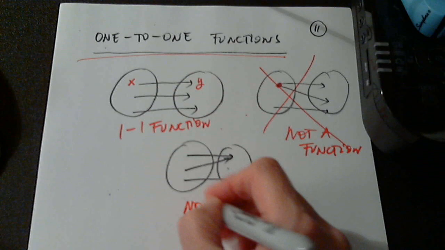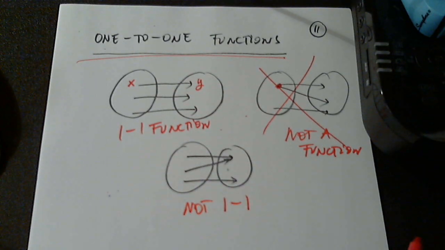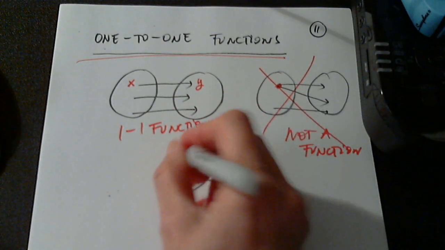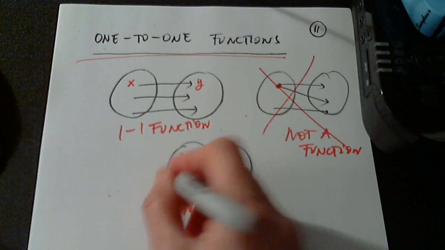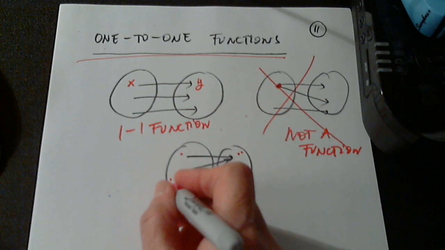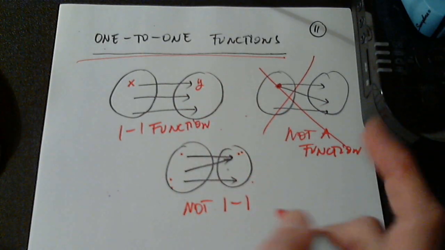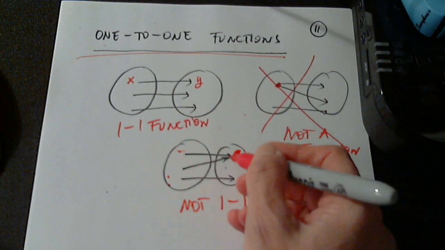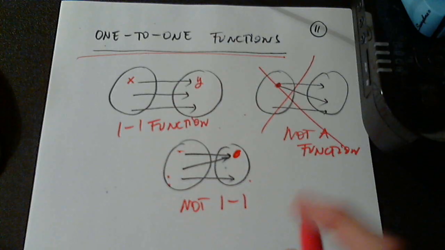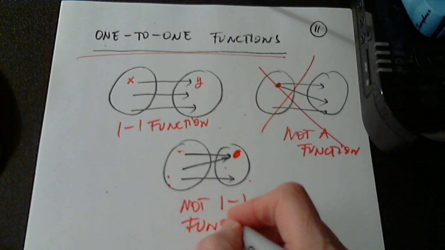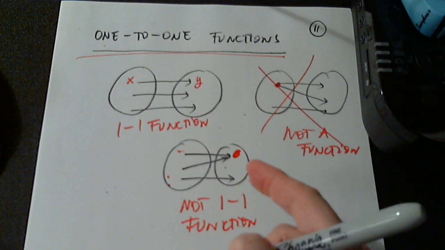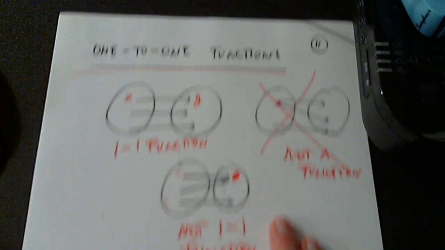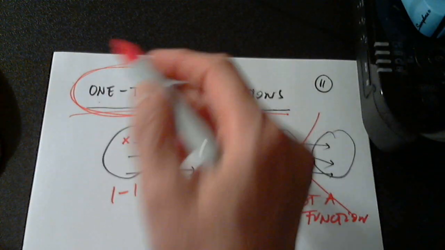What about this one? This one is not one-to-one. Why? Because each x corresponds to one y. Each x corresponds to one y. Each x corresponds to one y. But I found one y that corresponds to two different x values. It is a function, but it's not one-to-one.